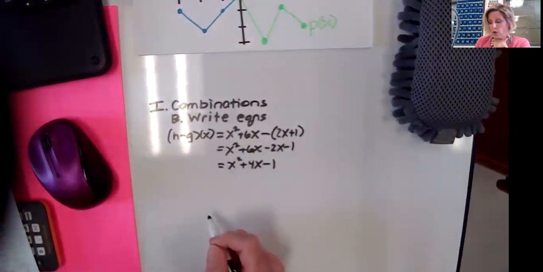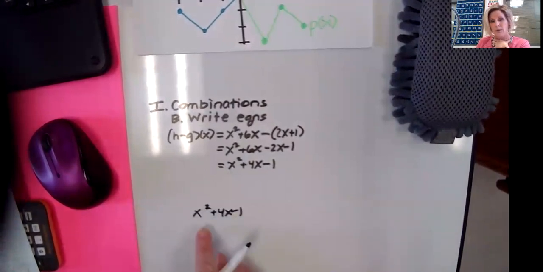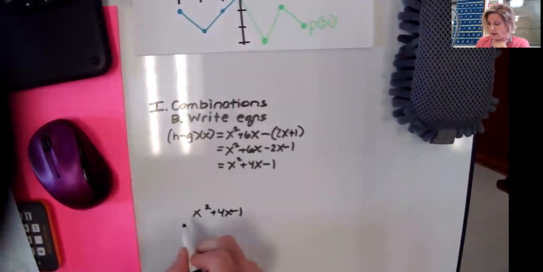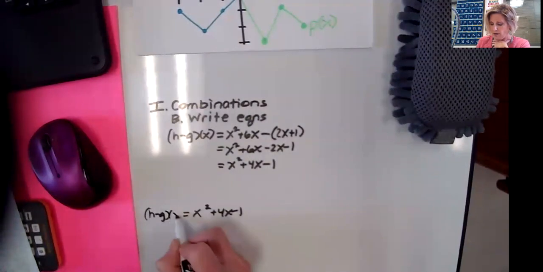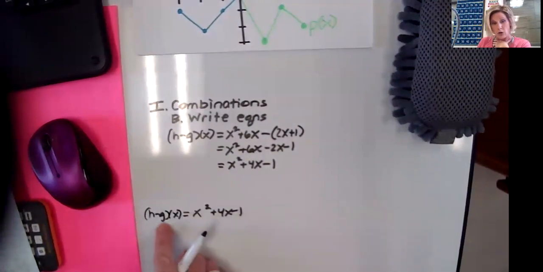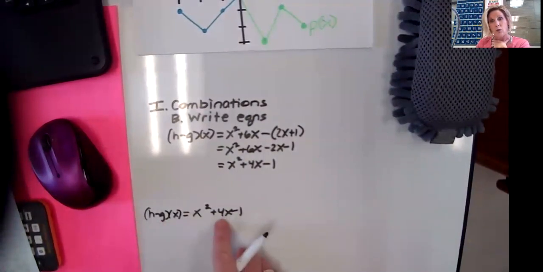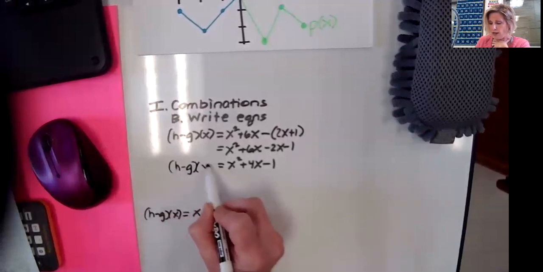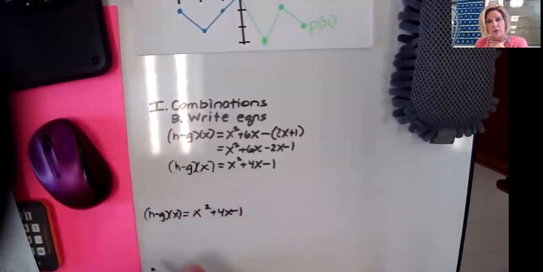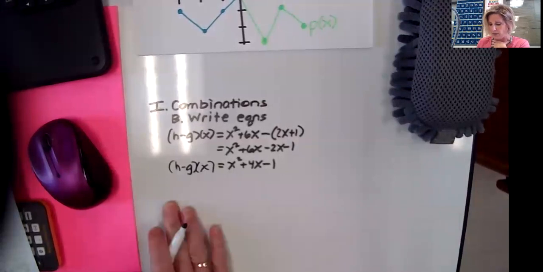Now, what I don't want you to do is just on your paper write x squared plus 4x minus 1, because this is not an equation. This is an expression. So if you want an equation, then name that h minus g of x. So now I have a new function name, and I have the rule or the equation for the function. So I'm going to be particular about, if I ask you for an equation, but you give me an expression, it won't be complete. All right?